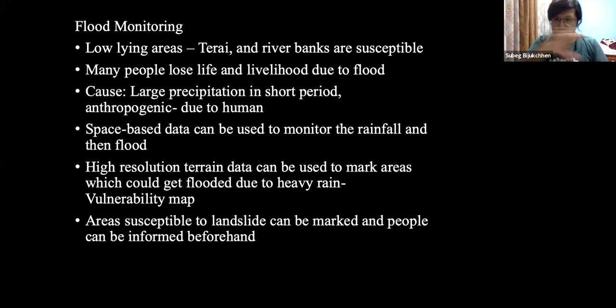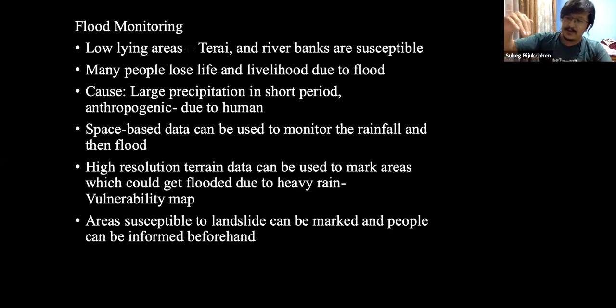The width of Nepal is less than 200 kilometers. In some places in the west it's wider, but in the eastern and central parts the width is less than 200 kilometers. And the height difference in the eastern part is from 60 meters to 8,848 meters. So more than 8 kilometers of difference in 200 kilometers. The rivers are really steep, which means the velocity is very high. There's also large precipitation in a short period.